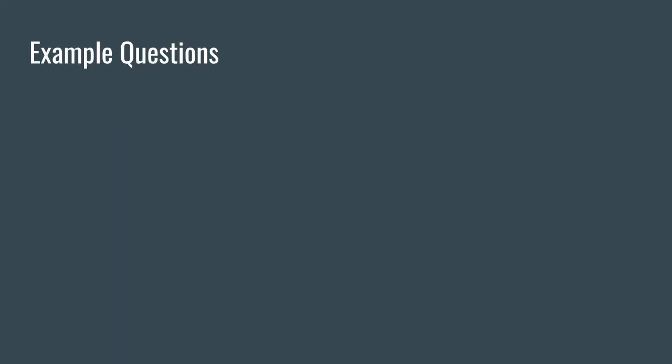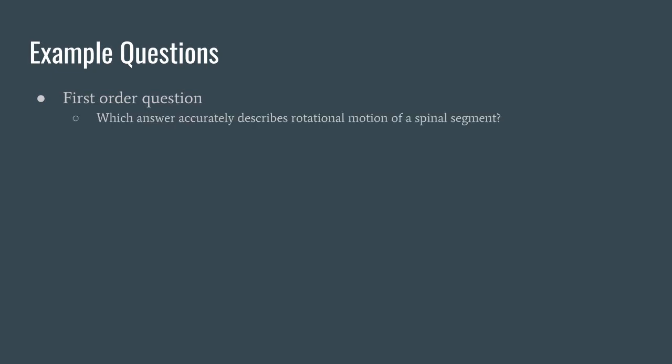Here are some example questions. We'll start with the first-order question. These questions will vary greatly depending on who is writing the question. This is just to give you an idea as to how this information can be tested. Which answer accurately describes rotational motion of a spinal segment?